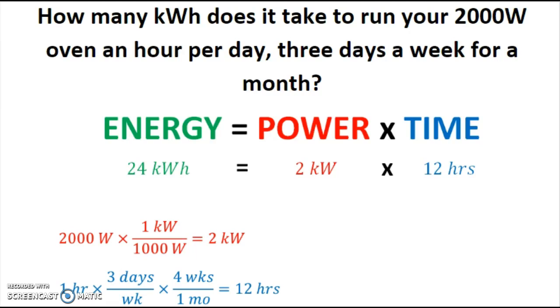So we have to look at how many of these hours we're working with. Since we're working with it 3 days a week for a month, we have to figure out how many hours we're dealing with, because what we want in the end is hours, because we want it to be a kilowatt hour. So we have our total hours being 12, our total power being 2 kilowatts. We multiply those two together, 2 times 12, and we get 24 kilowatt hours.